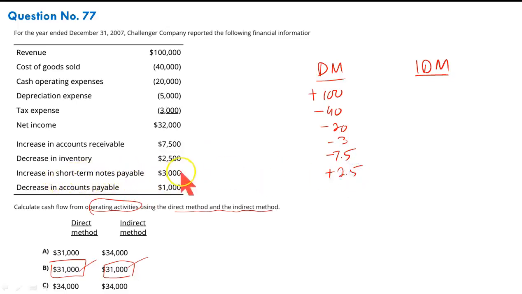Increase in short-term notes payable, it's a financing inflow. Ignore. Decrease in accounts payable means you would have paid to your supplier. So if you net these all, 100 less 40 less 20 less 3 less 7.5 plus 2.5 negative 1 gives you 31. Right?